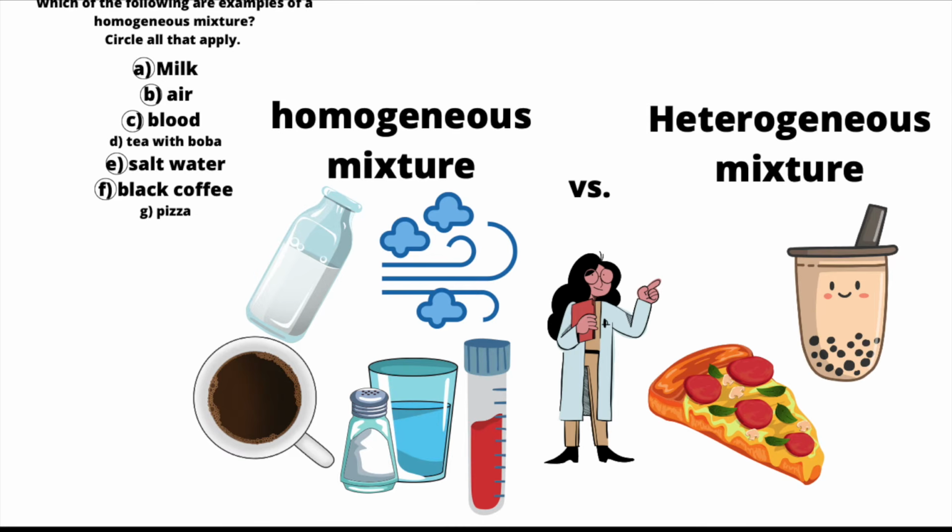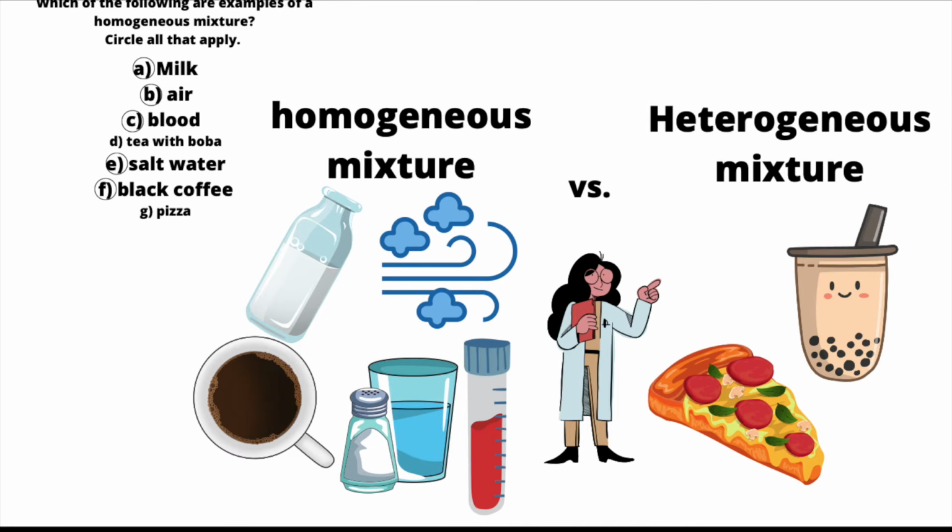So, for example, in this boba drink, you can see the tapioca balls separate from the tea. In the pizza, you can see the pepperoni separate from the other ingredients like the basil and the mushroom and the cheese.